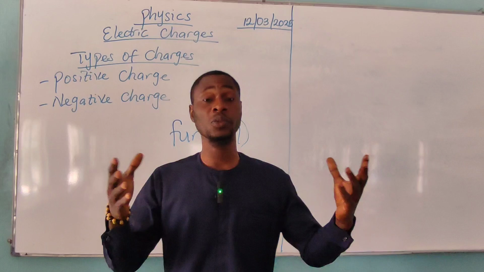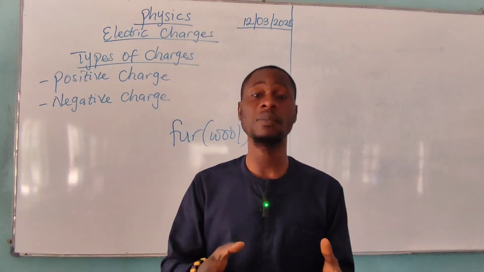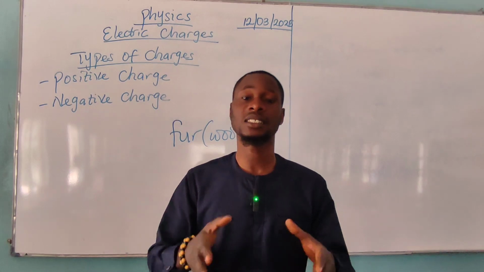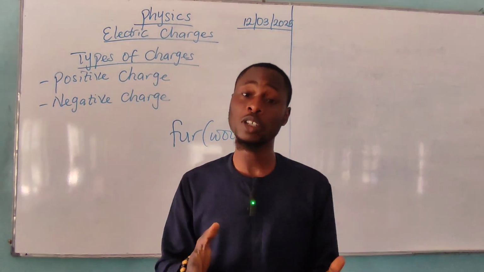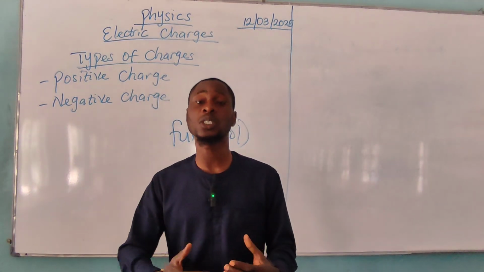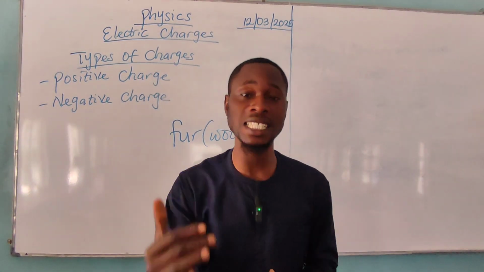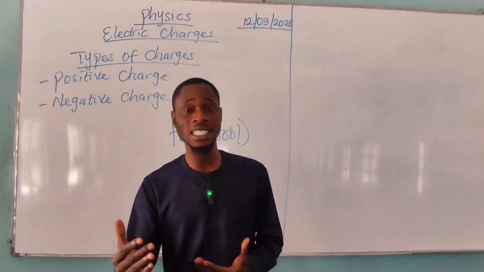All right, the next thing we shall be looking at are conductors and insulators. We've already discussed what conductors and insulators are when we were talking about the concept of heat energy. But for the sake of the class, conductors, of course, we said they are materials that allow electrons to pass through them easily.